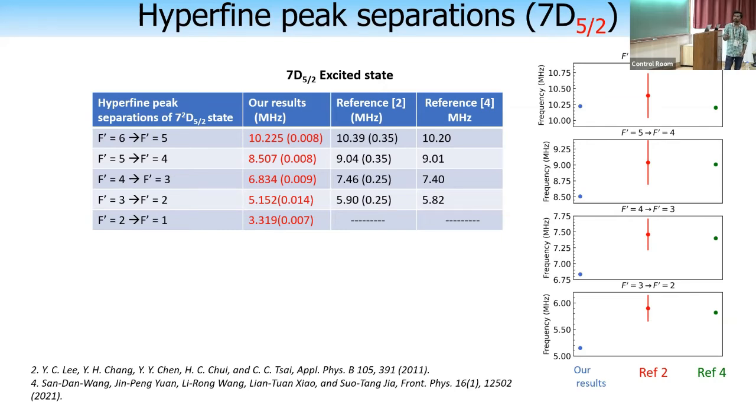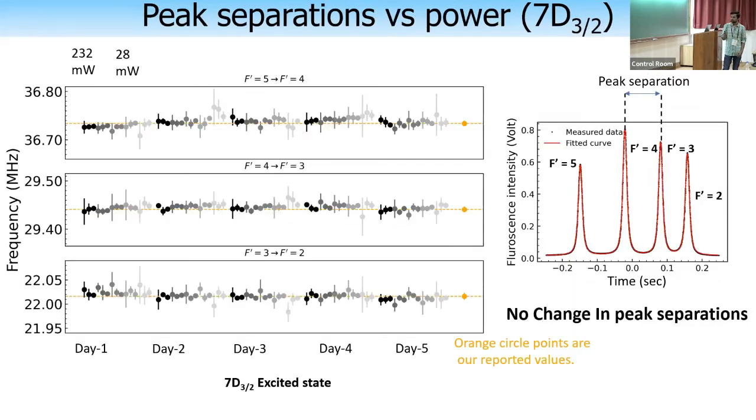Next we check the systematic effects, whether the intensity or the temperature has any effect on this peak separation. We recorded our spectrum at different laser powers for several days. This is from high power to low power, and we repeated for several days, and we don't see any significant change in the peak separation within our error bars.